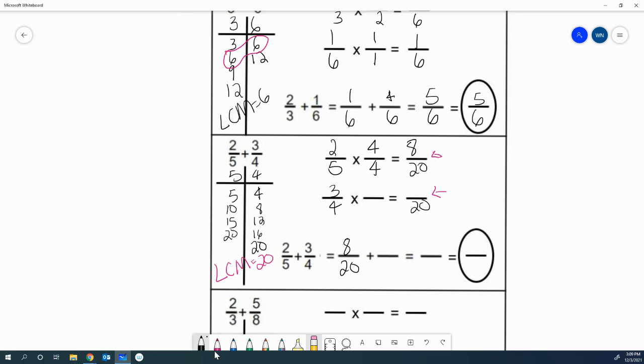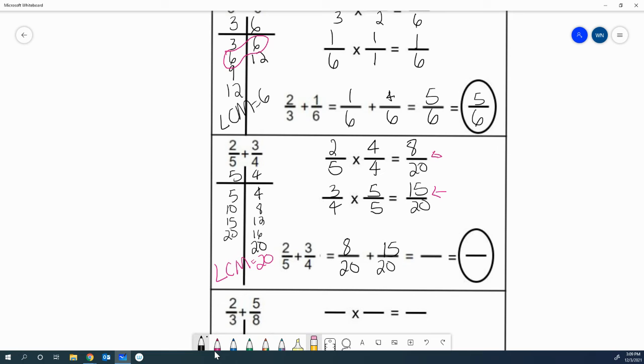In order to get from 4 to 20, I'll multiply by 5 because 4 times 5 is 20. And if I multiply the denominator by 5, I also have to multiply the numerator by 5. 3 times 5 is 15. Let's go ahead and bring it down. We've got 15/20ths plus 8/20ths.